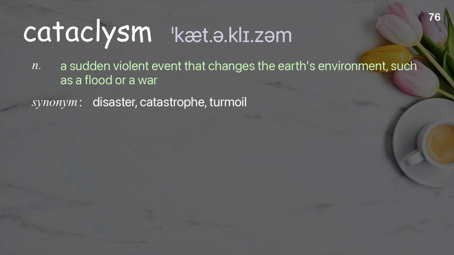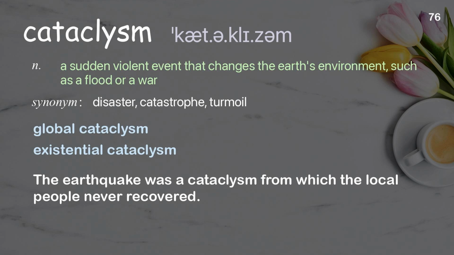Cataclysm. A sudden violent event that changes the Earth's environment, such as a flood or a war. Examples: Global cataclysm. Existential cataclysm. The earthquake was a cataclysm from which the local people never recovered.